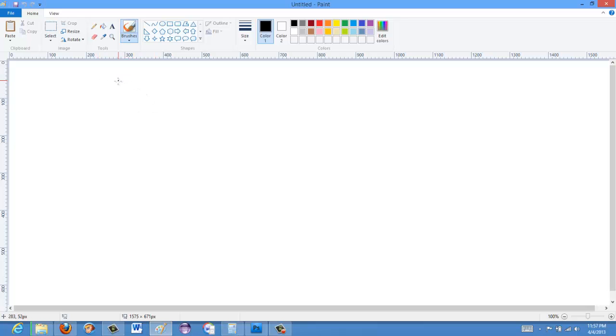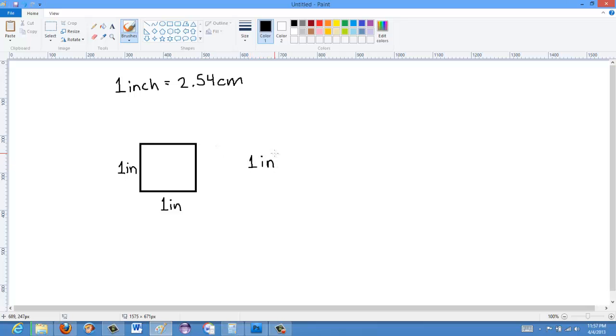So for instance, I'm going to start off with just the understanding that 1 inch is equal to 2.54 centimeters. Now what this means is that if we're doing a conversion, we can use this ratio, this rate, but only in one dimension. For 2 dimensions, we can draw a square. Let's say this is 1 inch, and this is 1 inch, so this would be 1 inch squared.